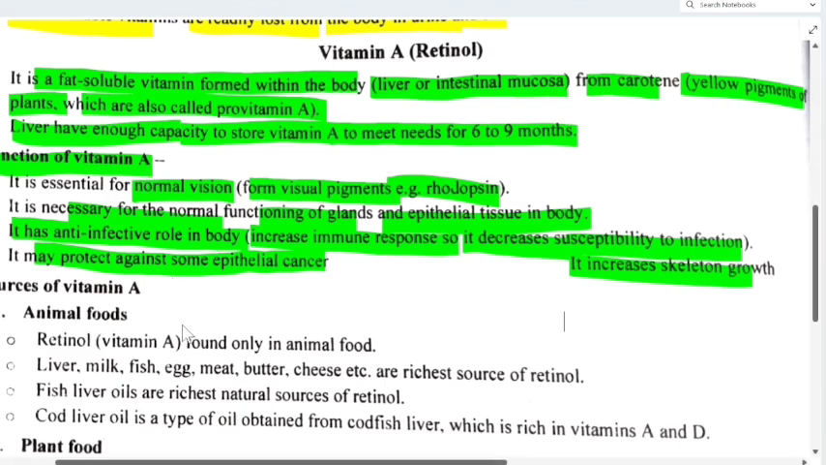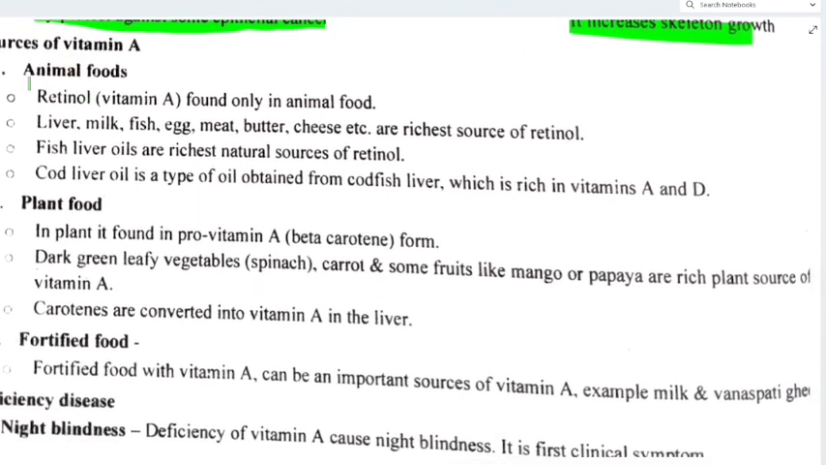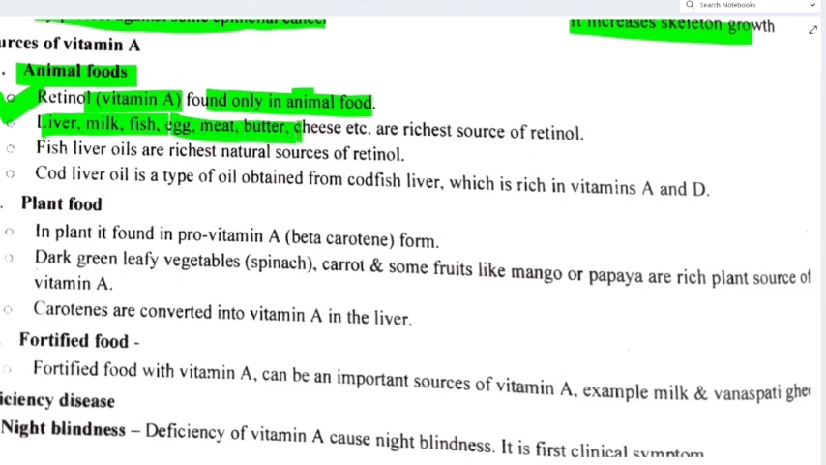Now coming to the sources of vitamin A. First one is animal foods. That is retinol, vitamin A found only in animal food. Liver, milk, fish, egg, meat, butter, cheese, etc. are the richest sources of retinol. Then fish liver oils are the richest natural sources of retinol.